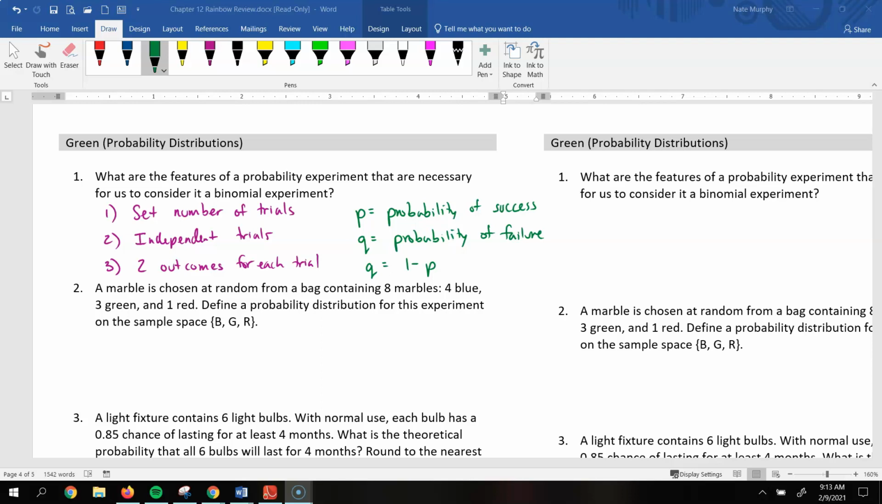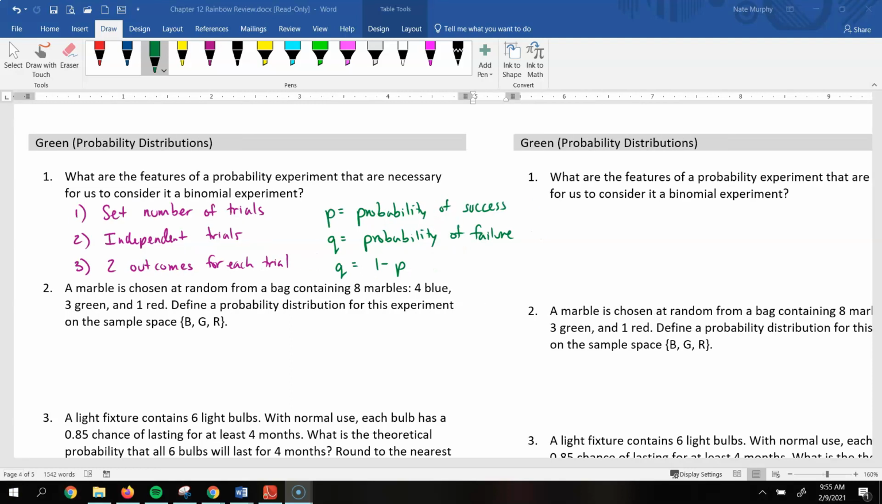You should also take note of the fact that in our formula, when we're dealing with these, P represents the probability of a success and Q represents the probability of a failure. And if we know the probability of a success, to find the probability of a failure, the Q value, we would just take 1 minus P. So those are some different features of a probability experiment that are necessary for it to be a binomial probability. All right, let's look at number 2. Here it says a marble is chosen at random from a bag containing 8 marbles, 4 blue, 3 green, and 1 red.